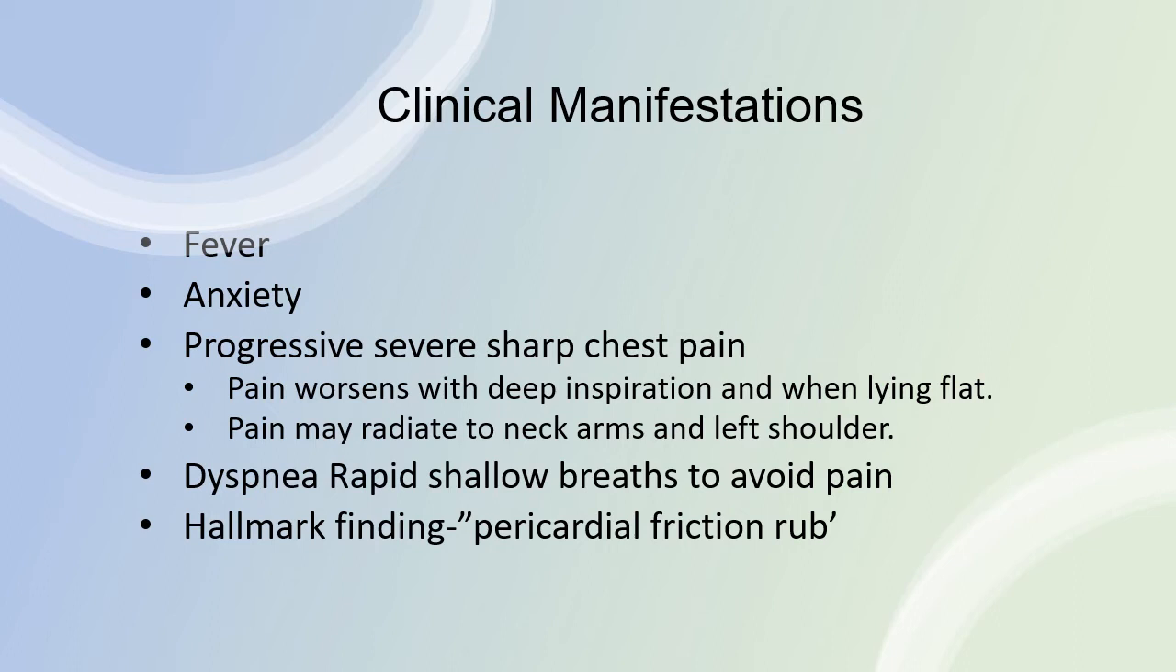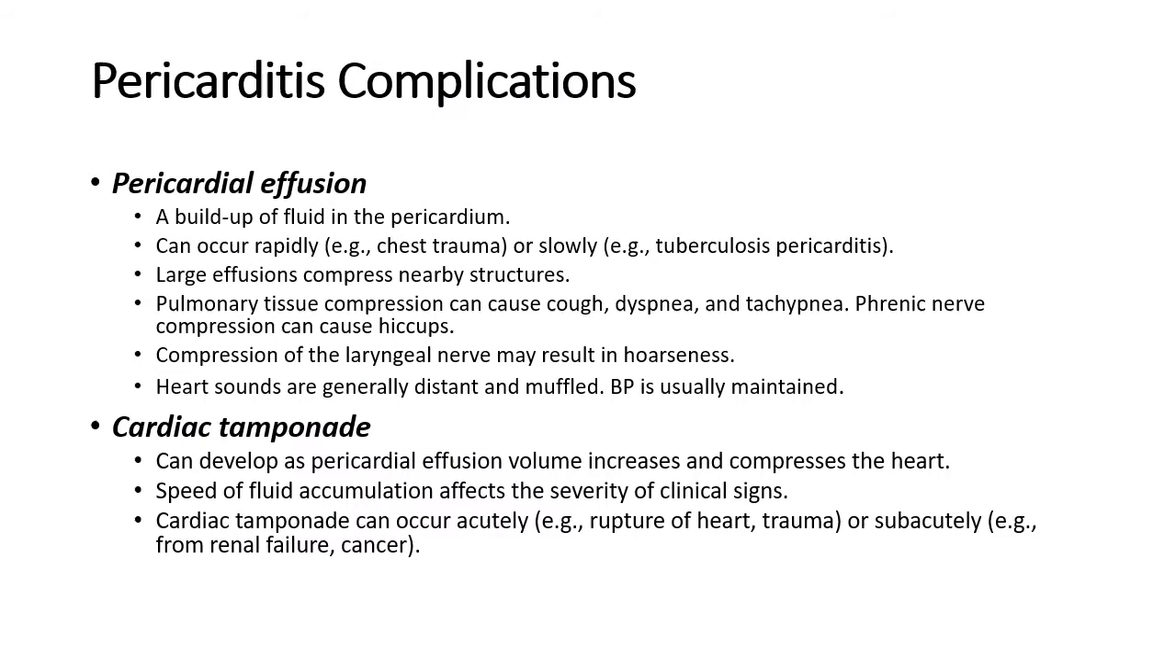The hallmark finding in acute pericarditis is the pericardial friction rub. The rub is a scratchy, grating, high-pitched sound believed to result from the friction between the roughened pericardial and epicardial surfaces. It is heard best at the lower left sternal border of the chest, with the patient leaning forward. Since it's hard to tell a pericardial friction rub from a pleural friction rub, ask the patient to hold their breath. If you still hear the rub, it's cardiac. Pericardial friction rubs may be hard to identify because they are often intermittent.